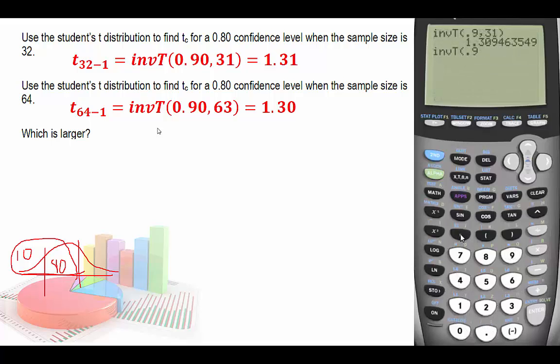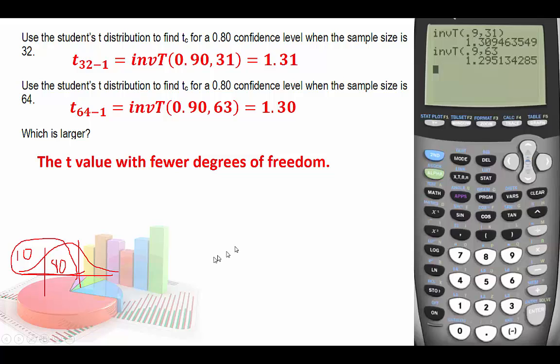And the 0.9 came because there was 10% in front of the 80%. And so what do we notice about both of these values? This one's 1.31, this one's 1.30. We didn't see a big difference, but there is a difference. Which is larger? The t-value with fewer degrees of freedom. Remember, as n got small, my spread and my tails got wider.